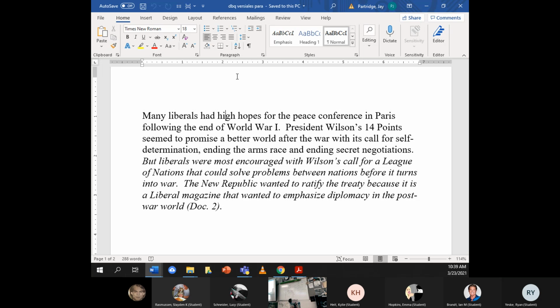So a couple things about here, but let's get to document 2. What liberals most encouraged was Wilson's call for the League of Nations that would solve problems between nations before it turns into war. So that shows the liberal point of view from document 2. But then here's my HAP. The New Republic wanted to ratify the treaty because it was a liberal magazine that wanted to emphasize diplomacy in the post-war world. That's who the New Republic was. Simply did really good on that, but I want to show you one more example.